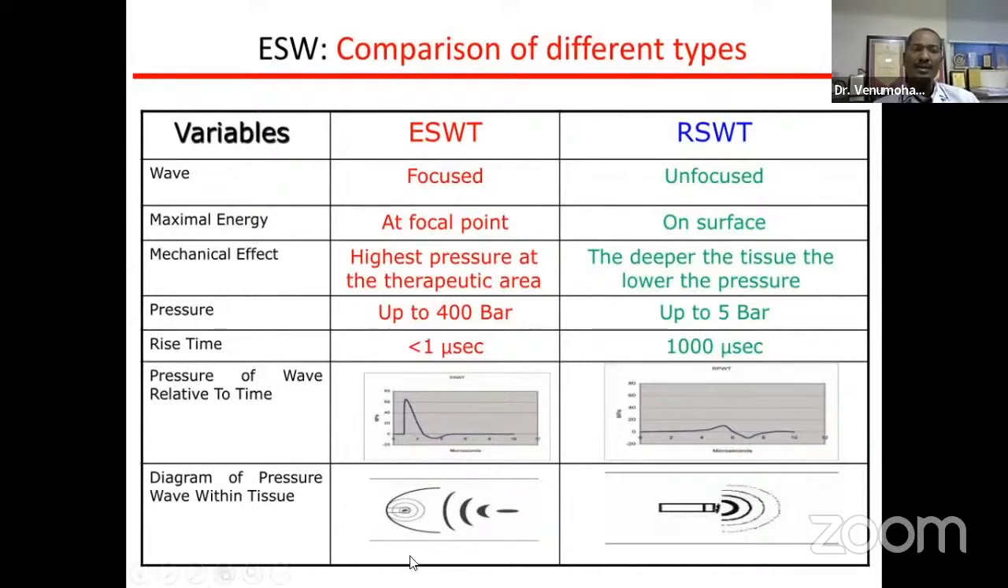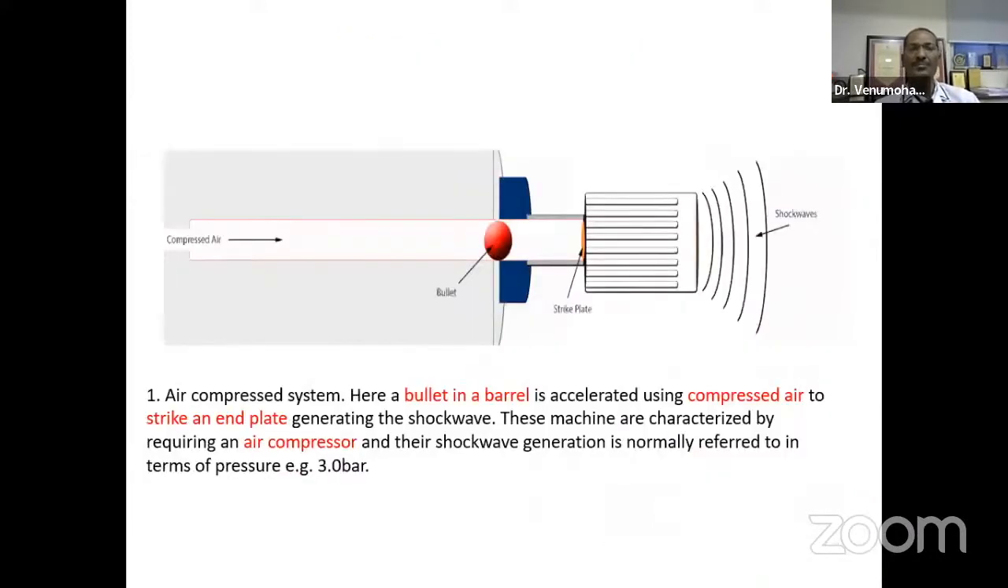And if you see the pressure of the wave relative to time, the focused wave produces a large amplitude and then falls. Whereas the radial shock wave has a small rise and then there is a negative phase which follows. And in the two diagrammatic representations, the focused is always represented in this manner, and on the right side we have the radial shock wave where it shows the dispersion of the waves.